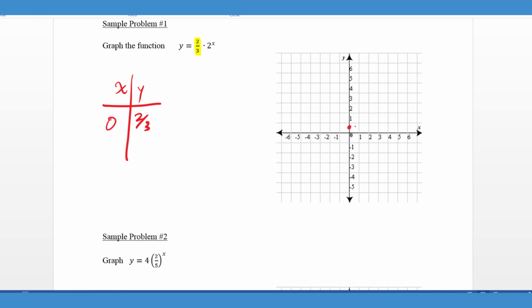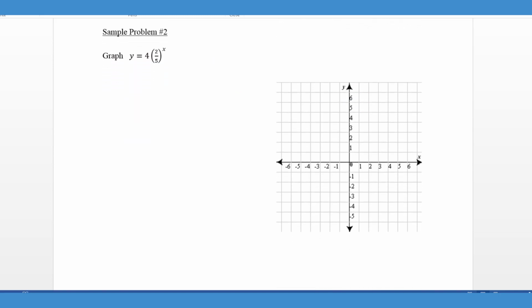Then I'll do one more and try to come up with a decent point. So I'll do 2. If I do 2 to the second power, I get 4. 4 times 2 gives me 8. So that gives me a point of 2, 8/3. And 8/3 is a little bit more than 2, so I'm going to say it's about right there, and that's plenty good enough. Because I know this is going to be an exponential growth function due to that 2, I know I'm going to have an asymptote here, and then it's going to build up from there. That's a pretty good representation of this particular graph.